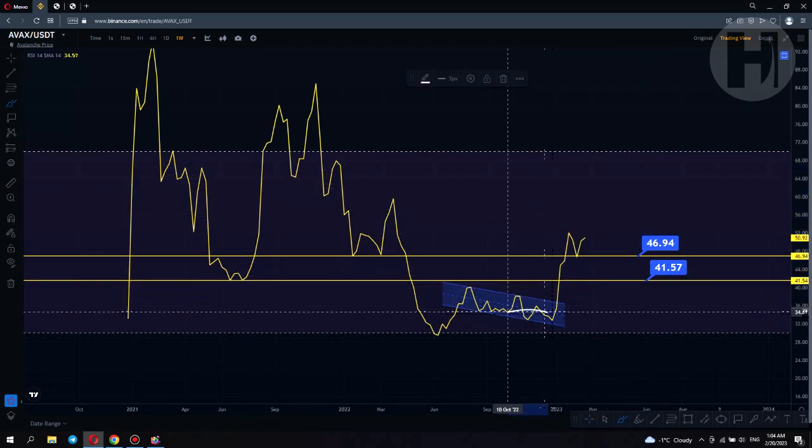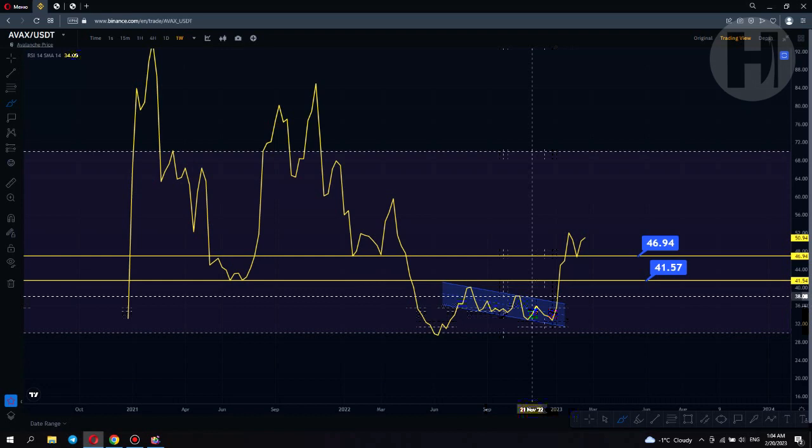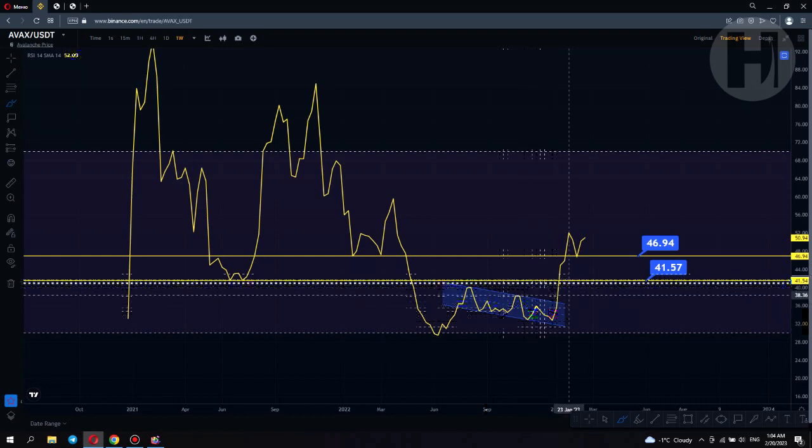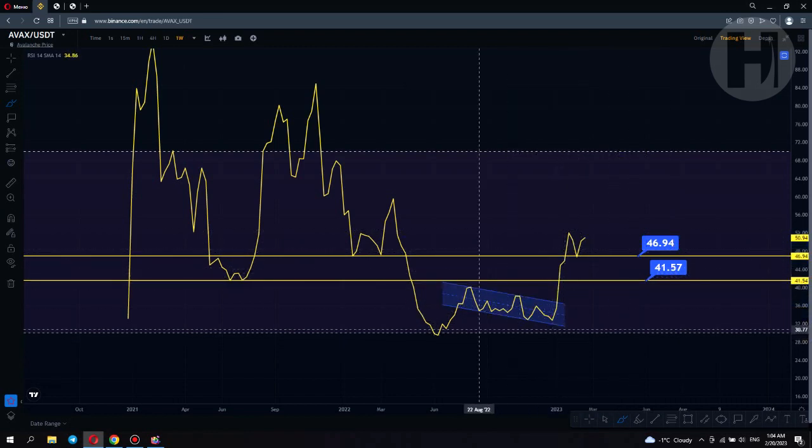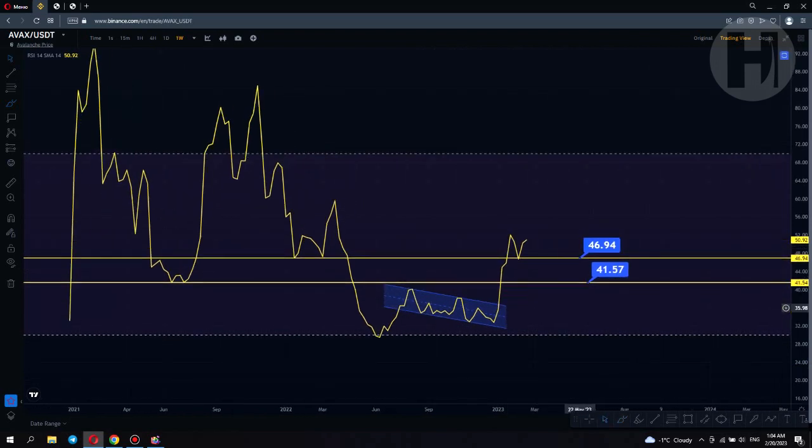If you ask me, I think the bottom has been printed, but that doesn't mean the bull market is going to be arriving anytime soon. That doesn't mean that we can't come back to $18,000 on Bitcoin. That just means that we're not going to be going lower than $15,500. That's it. So on the weekly RSI, you can target those two support trend lines.